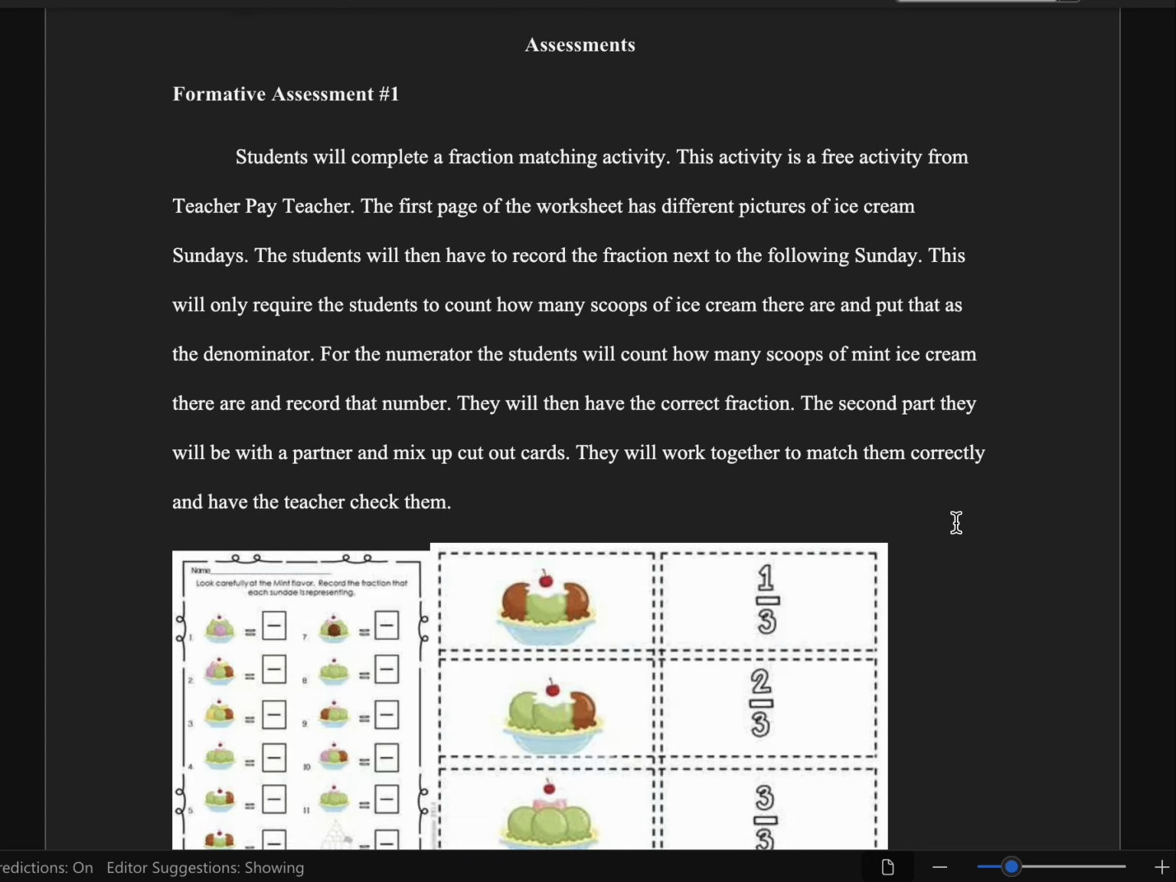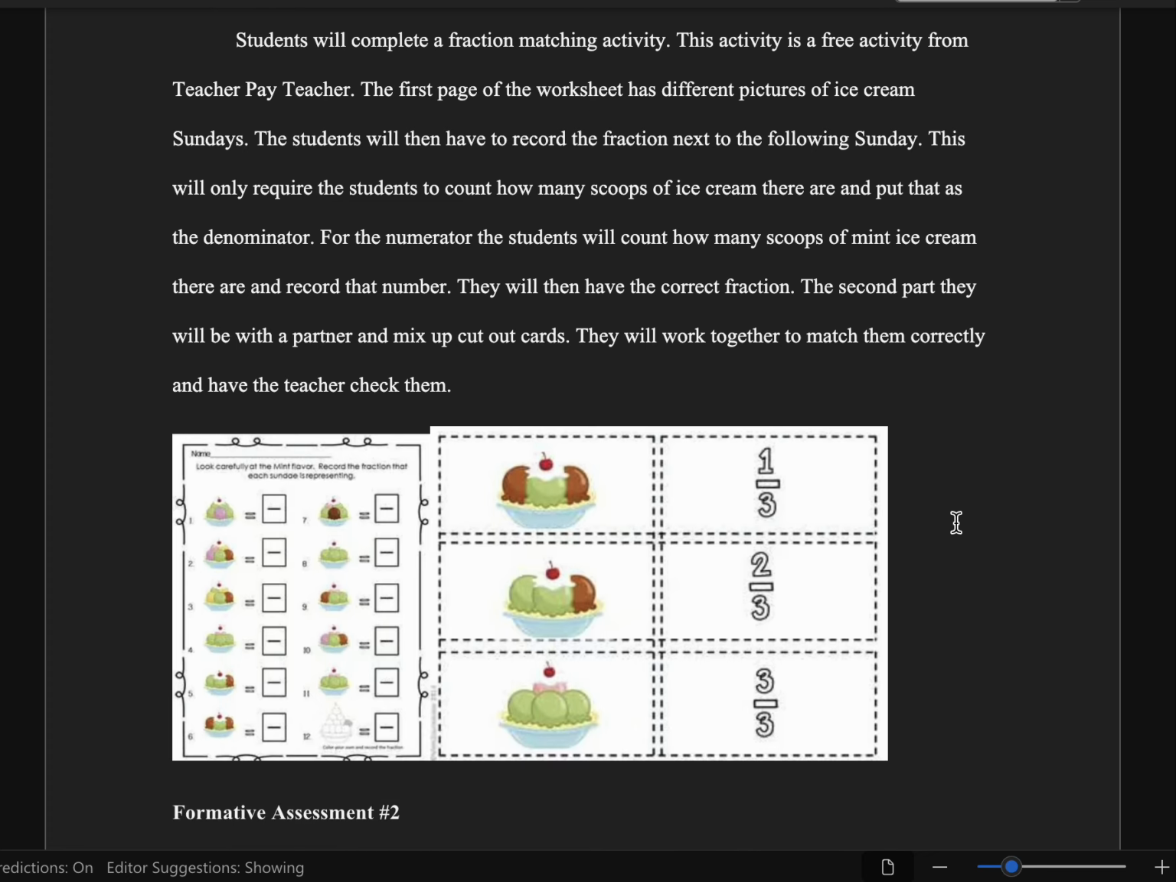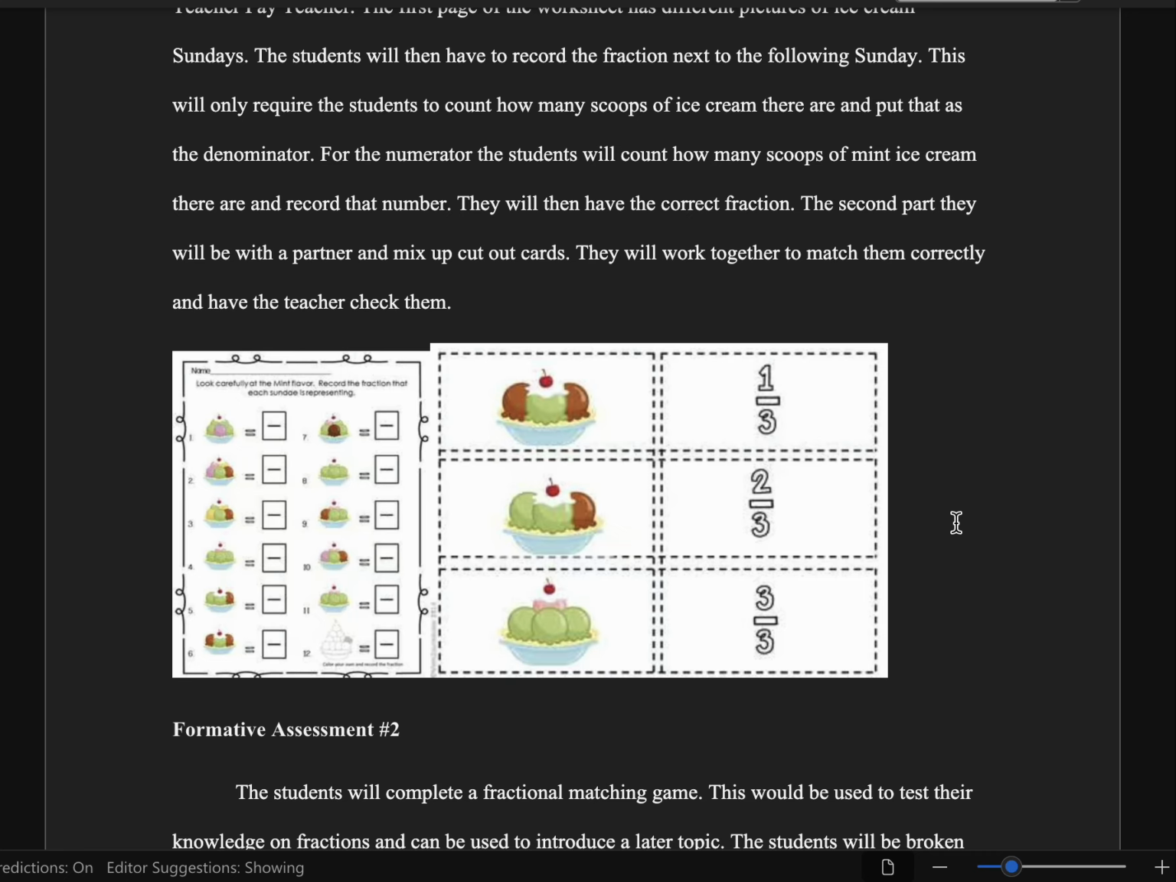For the assessments, a formative assessment you could use for this would be an ice cream sundae matching activity. So the first part of the worksheet, they're identifying how many scoops are in the sundae, and then that would be the bottom number. The top number is how many scoops are mint ice cream. And then the second part is just cutouts that they can do with a partner to match the correct ones together.